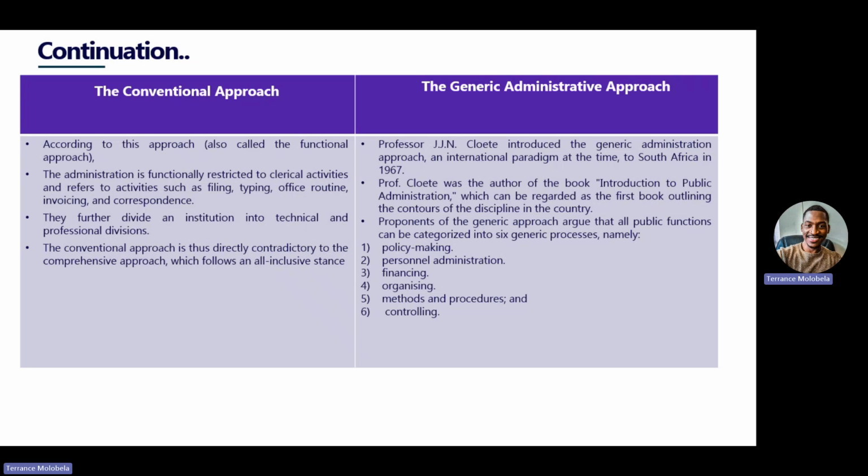The six generic processes, this you must know as a public administration student. Don't make a mistake. Policy making, personnel administration, financing, organizing, methods and procedures, and controlling. Very, very important.